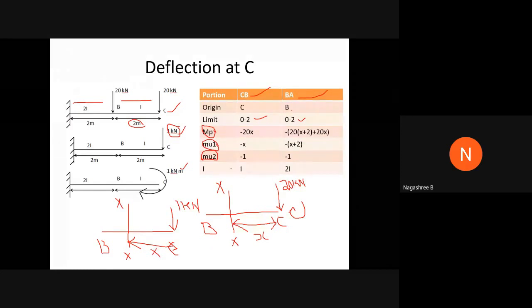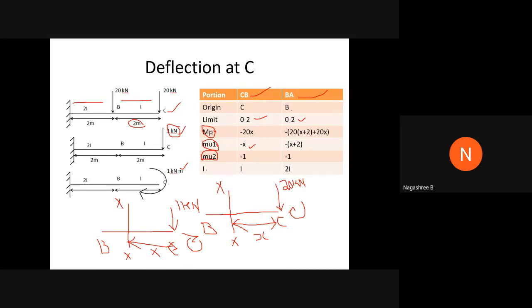Now, to calculate the moment due to 1 kilonewton at the section X, we take the moment as 1 into X, which is in the clockwise direction. Right-hand side clockwise is considered negative. So it is minus 1 into X, which becomes minus X.